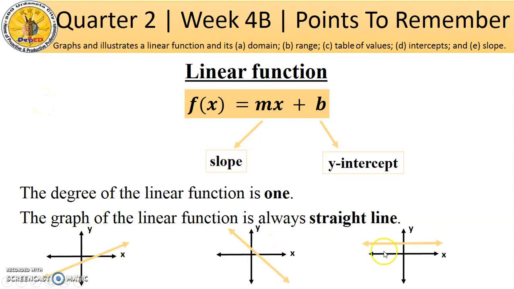Let's have these examples. If the linear function has a positive slope, the graph increases from left to right. For the second, if the linear function has a negative slope, the graph decreases from left to right. And if the slope is equal to 0, the graph is a horizontal line. Now it is parallel to the x-axis.